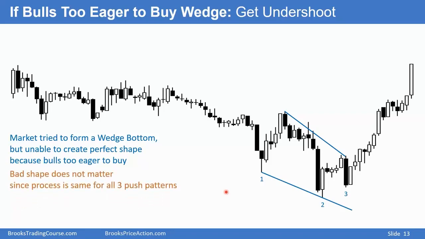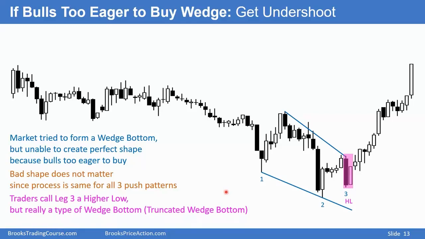The bad shape, the lack of a wedge shape, the lack of a third push below the second does not matter. It's the same forces that create this as create a wedge. You can call it a higher low. It is a higher low, but it's really a variation of a wedge.